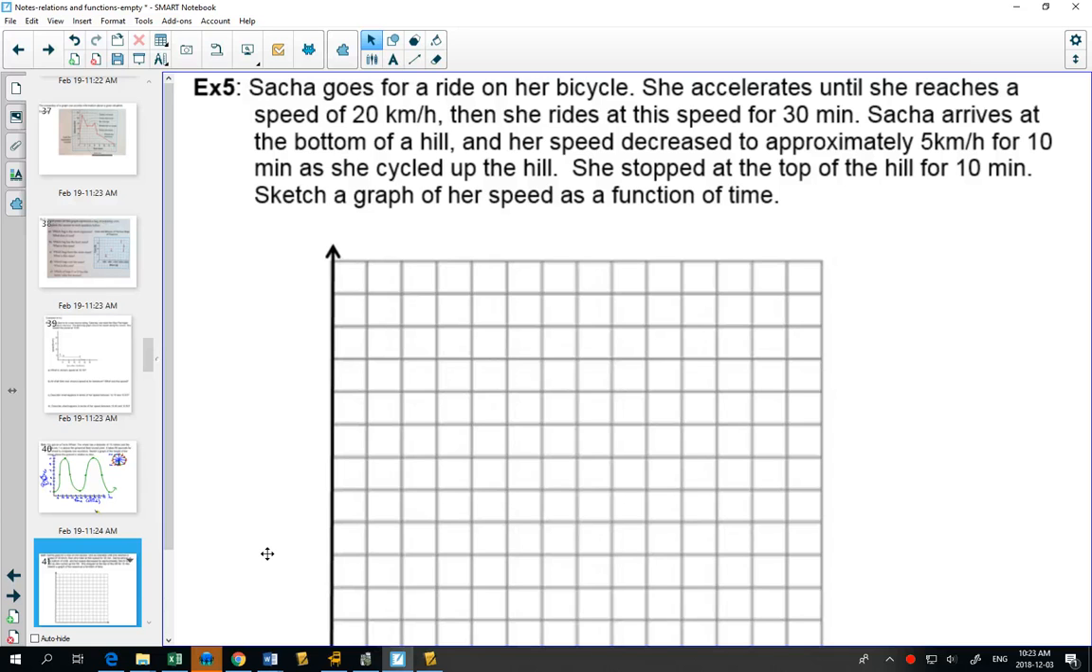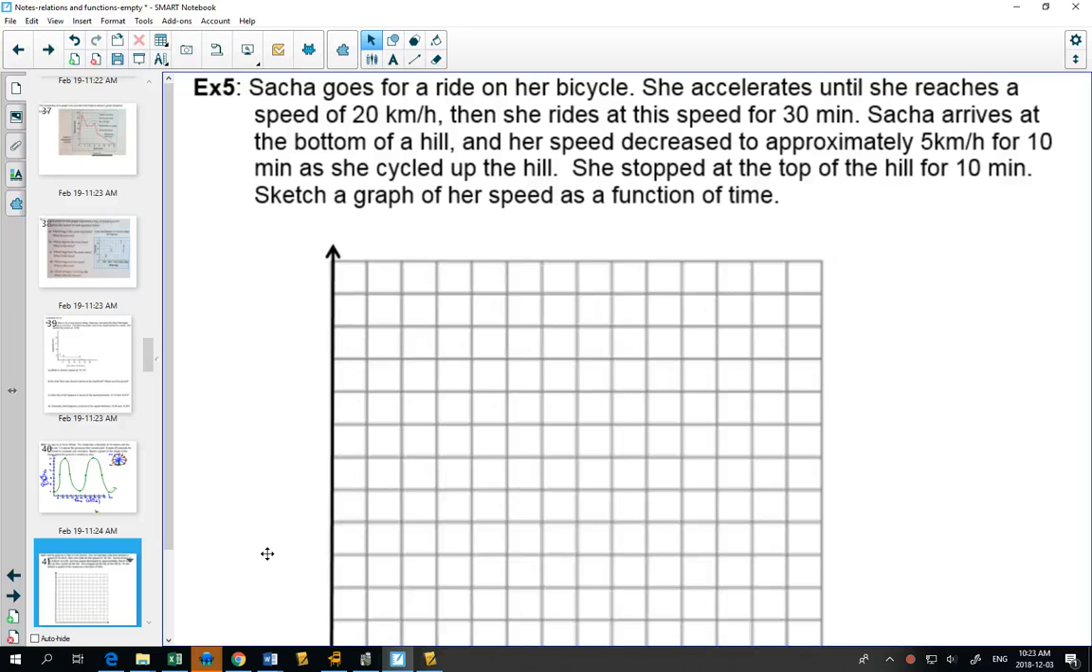Sasha goes for a ride on her bicycle. She accelerates until she reaches a speed of 20 kilometers per hour. Then she rides at this speed for 30 minutes. Sasha arrives at the bottom of a hill, and her speed decreases to approximately 5 kilometers per hour for 10 minutes.